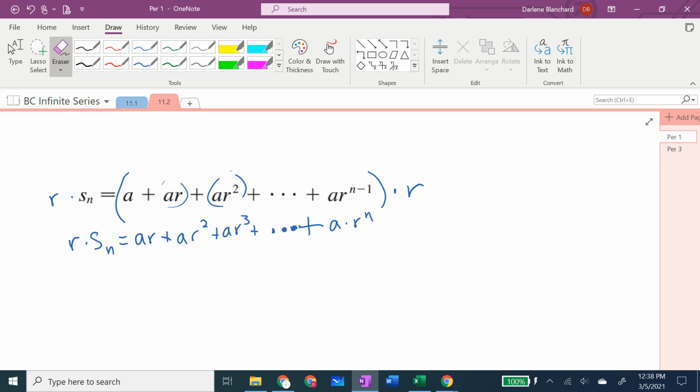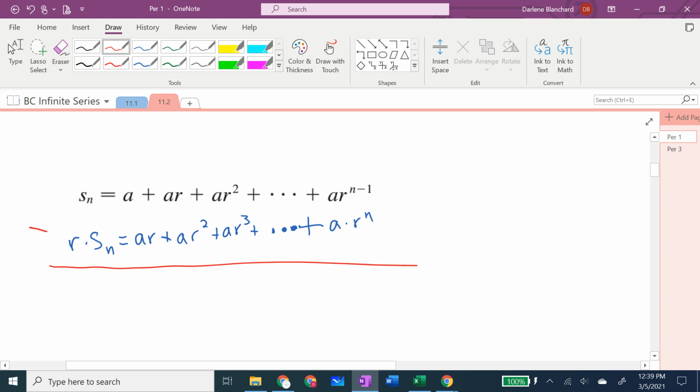I'm going to erase what I had written here so that you can see that what I'm doing is I am actually adding, no, not adding, subtracting the left side and the right side. When I subtract the left side, I have S sub n minus r times S sub n. On the right side, this loner a has no like term to add with.